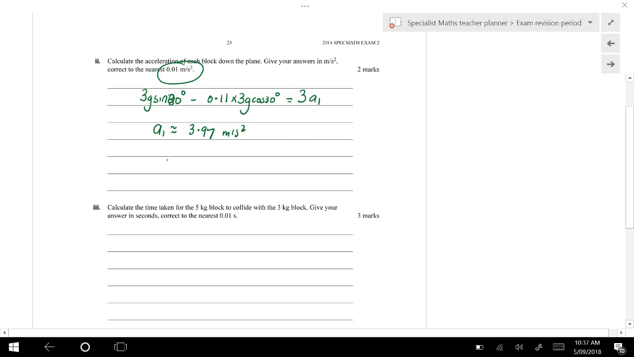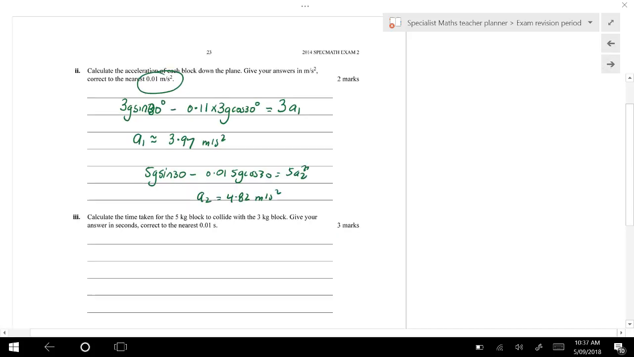And similarly, we've got 5g sine of 30 minus 0.015g cos of 30 is equal to 5a2. So a2 is equal to 4.82 meters per second squared.